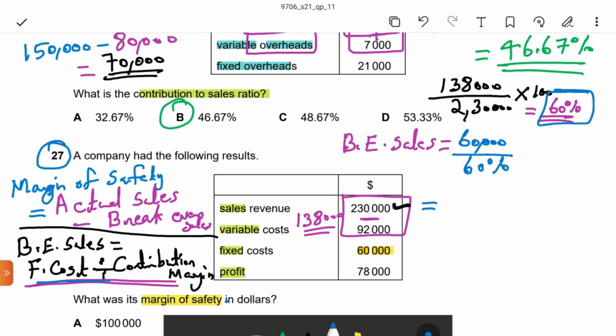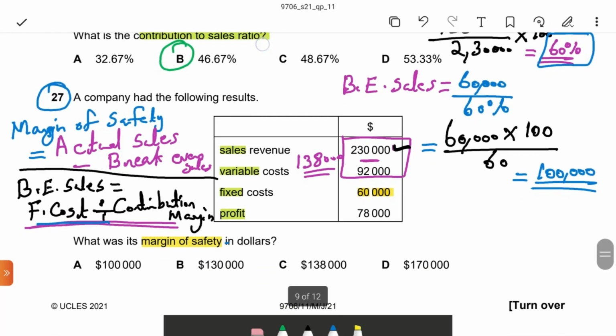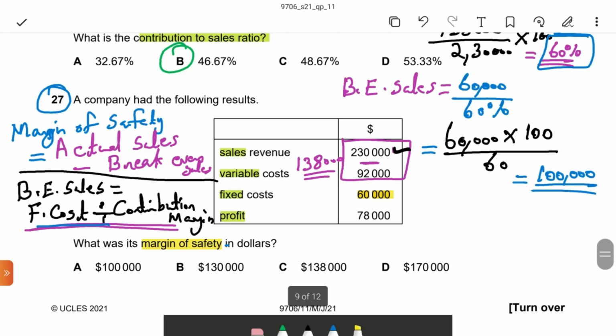So the break-even sales is 60,000 multiplied by 100 divided by 60, which is equal to 100,000. So that is our break-even sales. So margin of safety is equal to actual sales minus break-even sales.